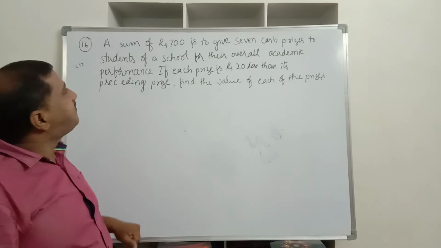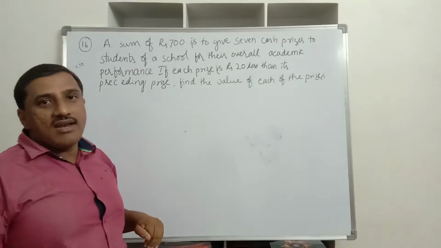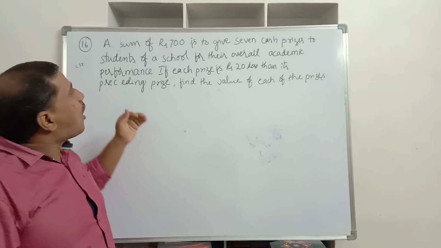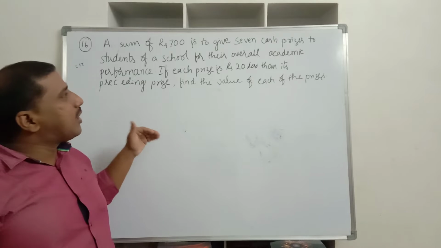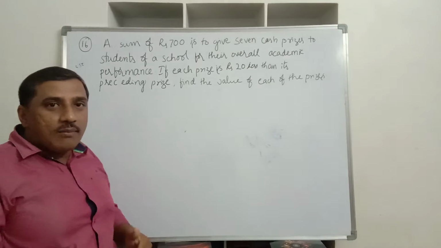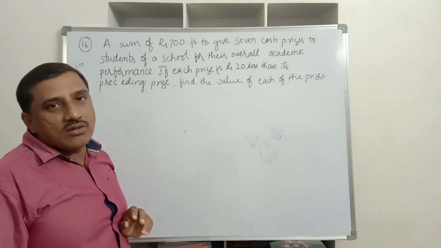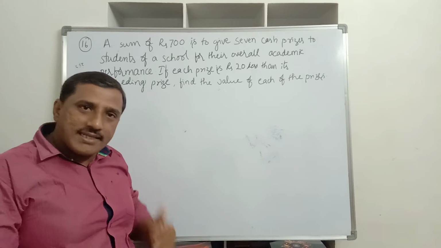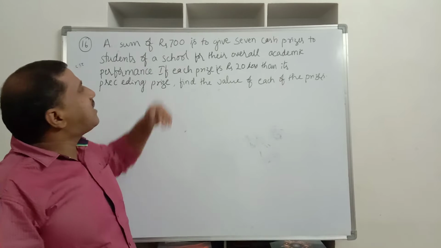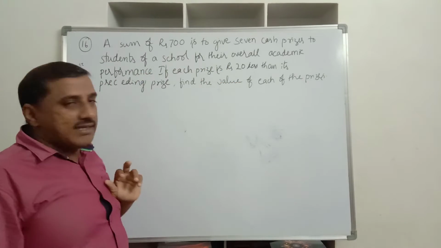It is the 16th sum. A sum of rupees 700 is to be given as 7 cash prizes to students of a school. So how much money is going to be given as cash prizes? It is rupees 700. How many prizes are there? 7 cash prizes only. The total amount to be given is 700 rupees for their overall academic performance.